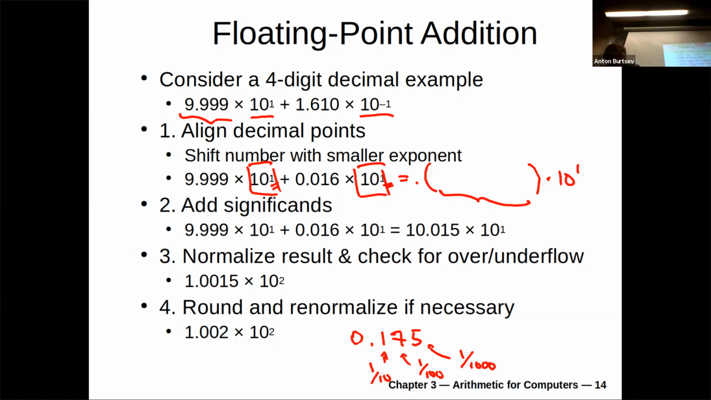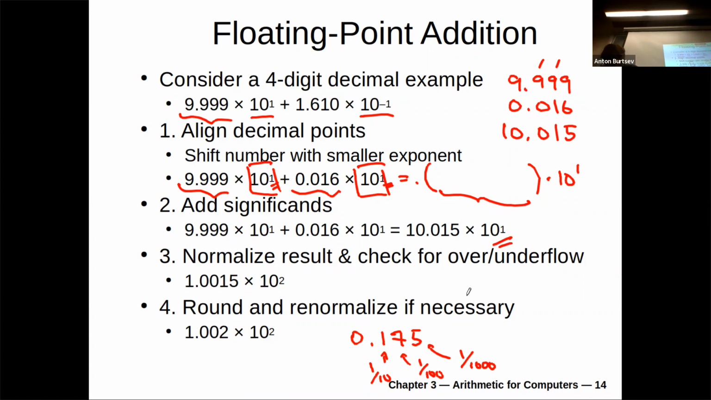But if you align these things, then you can simply do the addition, right? And it will be 9.999 plus 0.016. 6 plus 9 is 15, carry 1 here, 1 here, 1 here, 0, 1 here. So that's your number, right? And am I right? Right, I'm here. And still the same base, right?